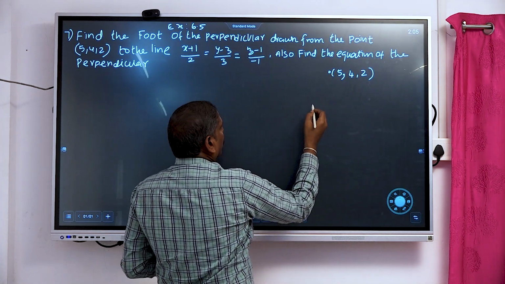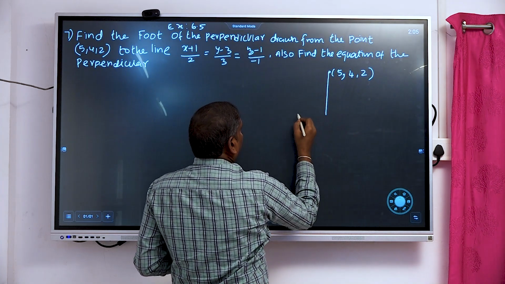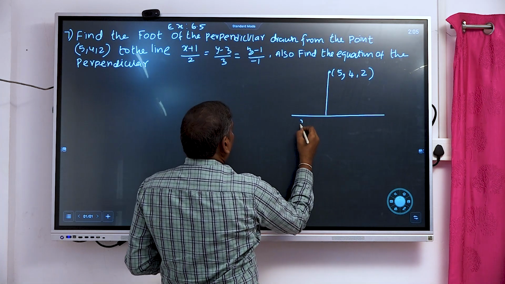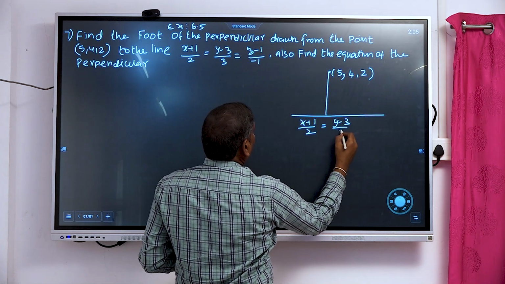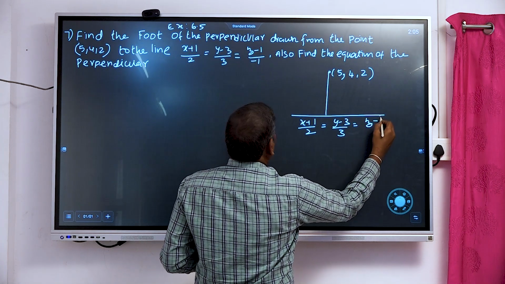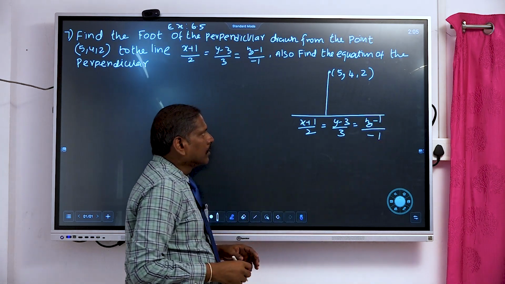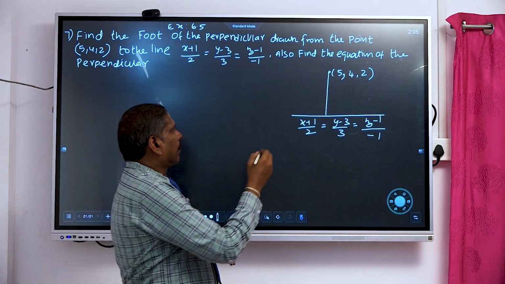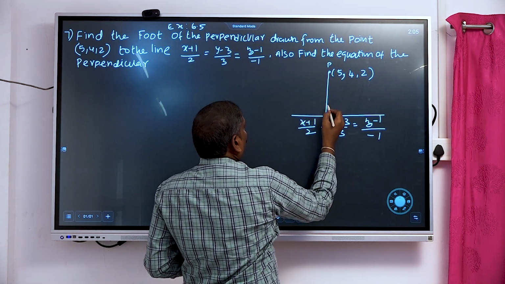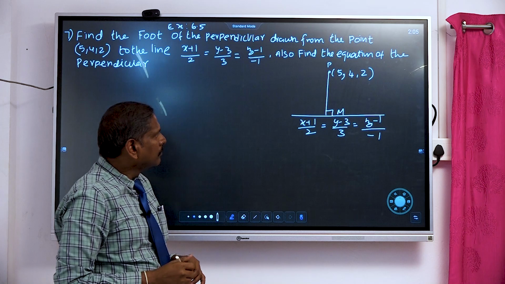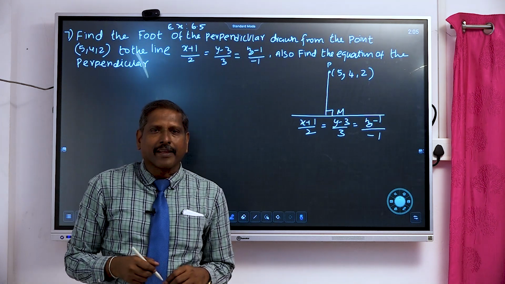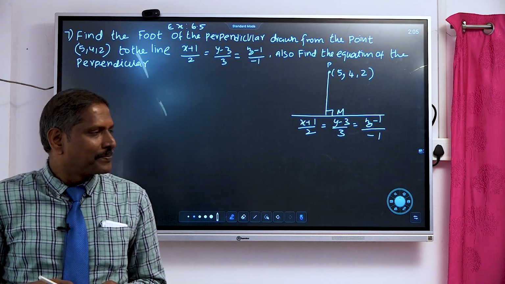(5, 4, 2) is the given point, and the given line is (x plus 1) by 2 that is equal to (y minus 3) by 3 that is equal to (z minus 1) by minus 1. So now we are going to find out the foot point M. Any idea of finding out the foot point M?